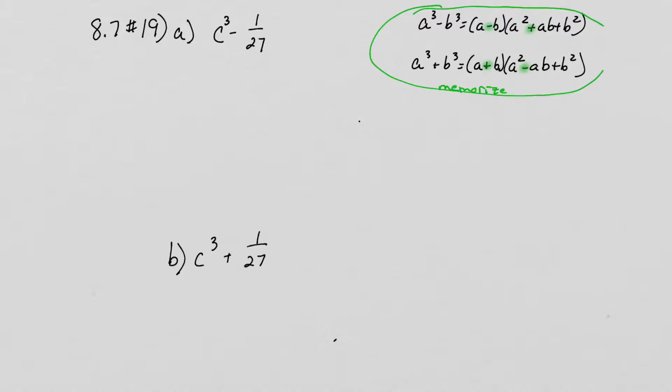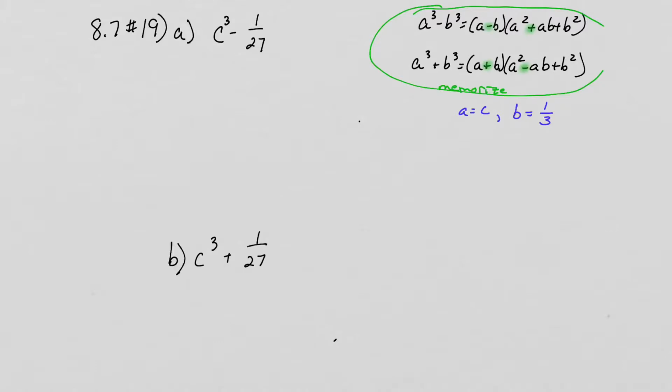So as you're using these formulas to factor 19a, we're looking at a cubed being c cubed. So the a is c. And the b cubed is 1 over 27. So what gets cubed to get 1 over 27? Well, that would be 1/3. So the a is c and the b is 1/3 in the formula. So we're just going to fill in 1/3 wherever there's a b, and fill in a c wherever there's an a.